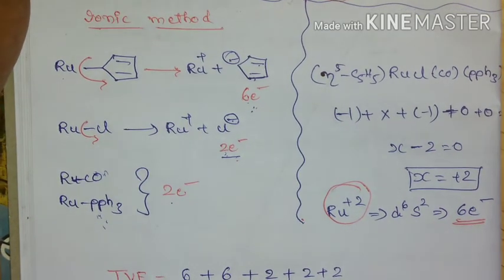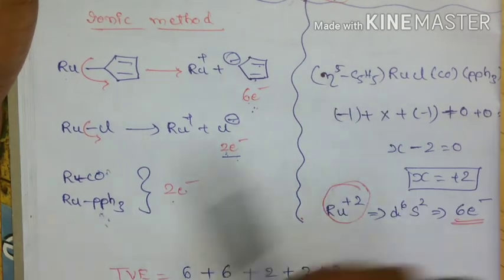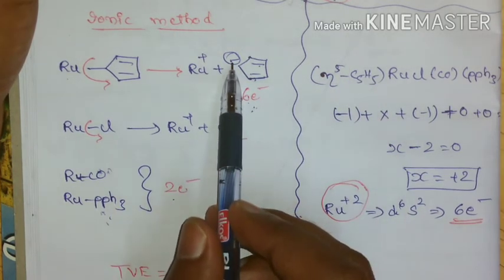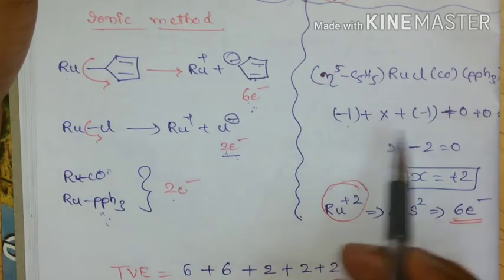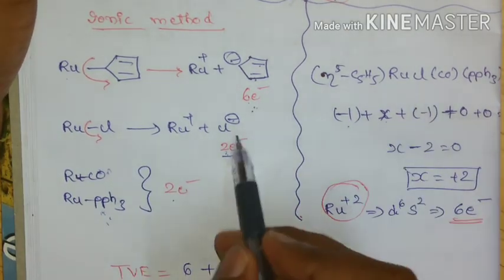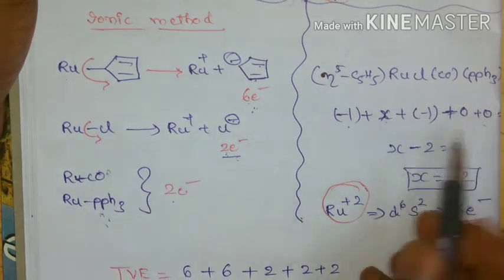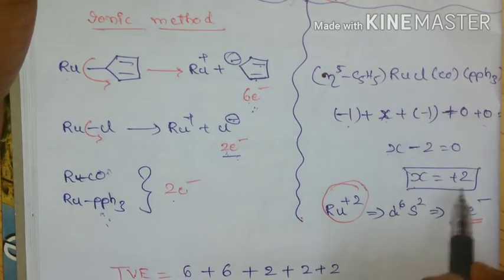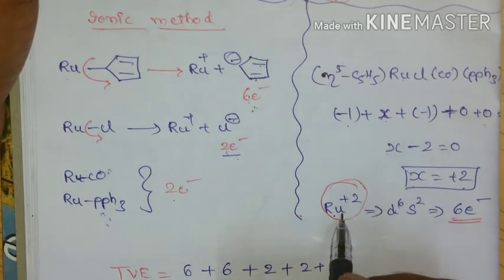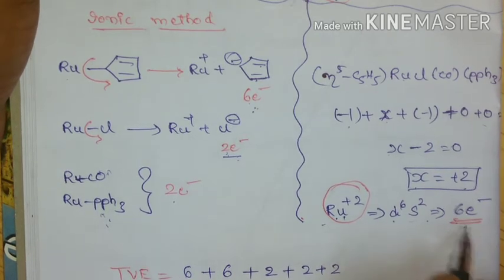Now in the oxidation state method, we need to find the oxidation state of the metal. So how to find the oxidation state of the metal? Here eta 5 C5H5 is going to carry negative charge, so -1. We need to find the oxidation state of the metal, X, and Cl carries negative charge. These two are neutral, so no charges. Hence X will be equal to +2, meaning ruthenium will be in +2 oxidation state. So hence it is going to contribute only 6 electrons in the ionic method.